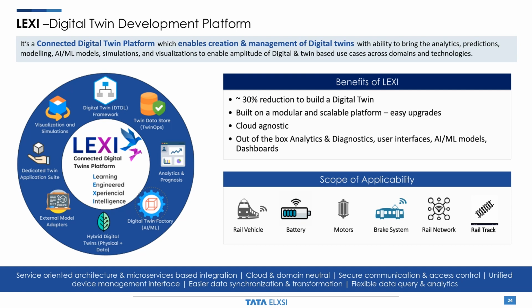These out-of-the-box features enable quick configuration while developing a specific digital twin for a system, reducing the time and effort for coding. Based on our experience, using LeXi as a digital twin platform saves at least 30% of the cost due to the ability to use various out-of-the-box features. Being built on a service-oriented architecture with open standards, modular and cloud agnostic, it is also easily scalable and maintainable.